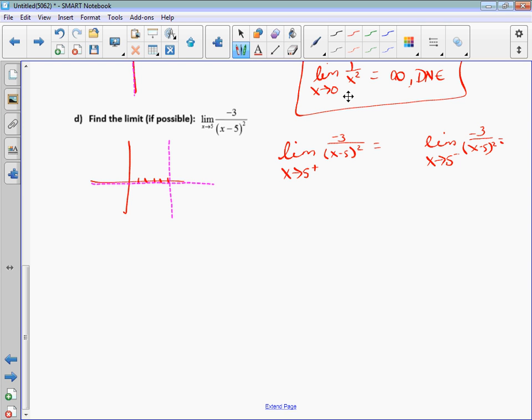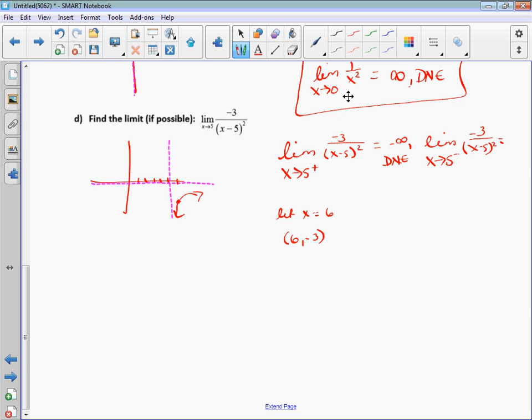Then what you're doing is plugging in values. So like to the right of 5, I might plug in a 6. When I do that, I get -3. That's not telling me the limit, that's just giving me this point down here so that I can sketch the graph. Okay, so you would tell me the limit there is -infinity. That's not a limit.